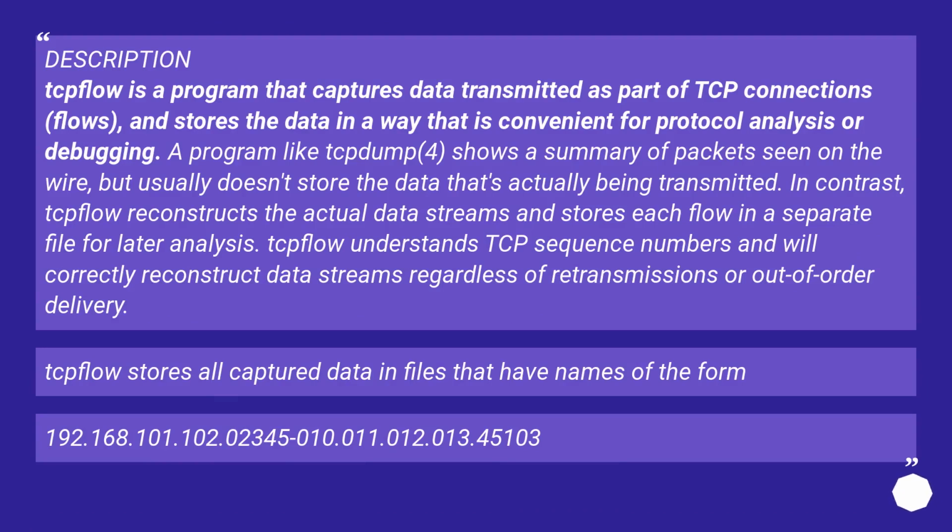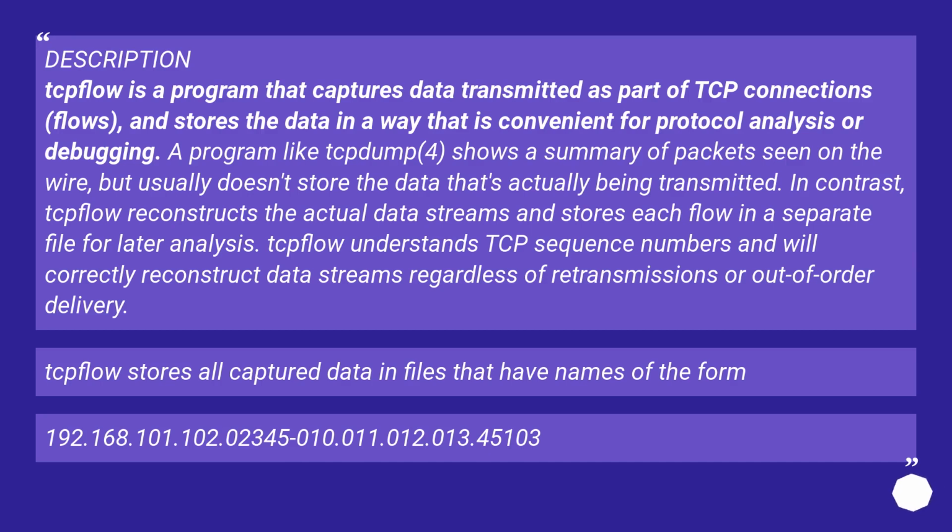Description. Flow is a program that captures data transmitted as part of TCP connections, flows, and stores the data in a way that is convenient for protocol analysis or debugging. A program like tcpdump shows a summary of packets seen on the wire, but usually doesn't store the data that's actually being transmitted. In contrast, Flow reconstructs the actual data streams and stores each flow in a separate file for later analysis. Flow understands TCP sequence numbers and will correctly reconstruct data streams regardless of retransmissions or out-of-order delivery.